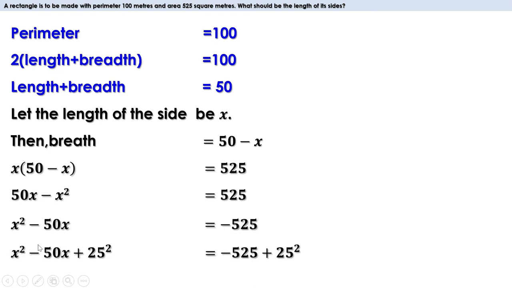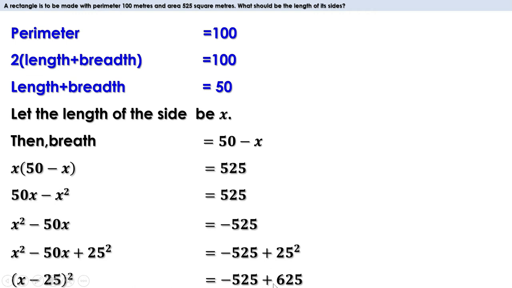Now this is a perfect square. Look at the first term, it is x square. The square root is x. 25 square, the square root is 25. Middle term is negative. So this is the square of x minus 25, or this is x minus 25 all square. And we know 25 square is 625. So we can write x minus 25 all square is equal to minus 525 plus 625.